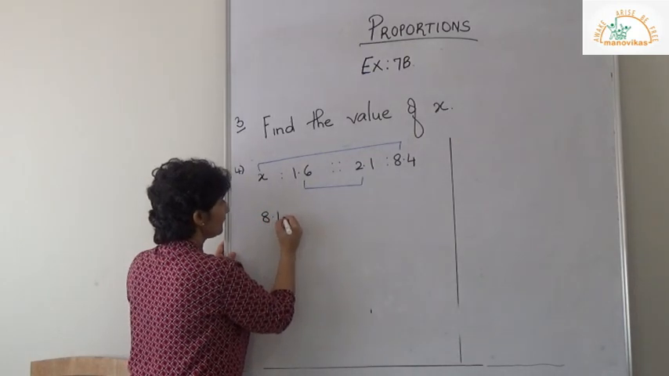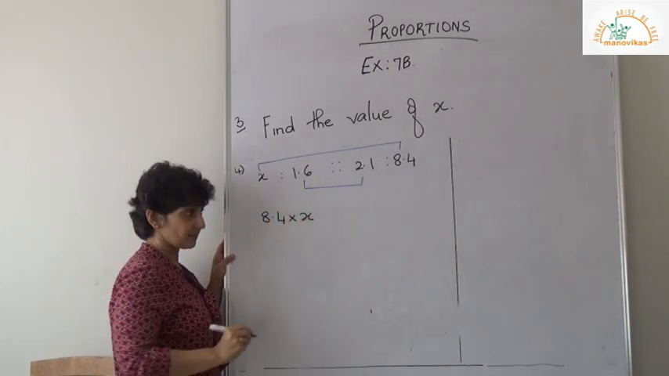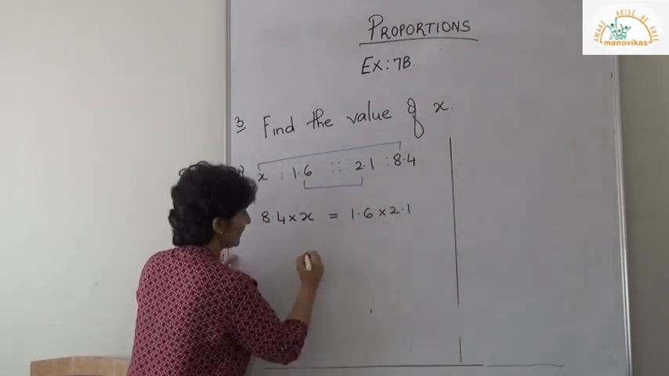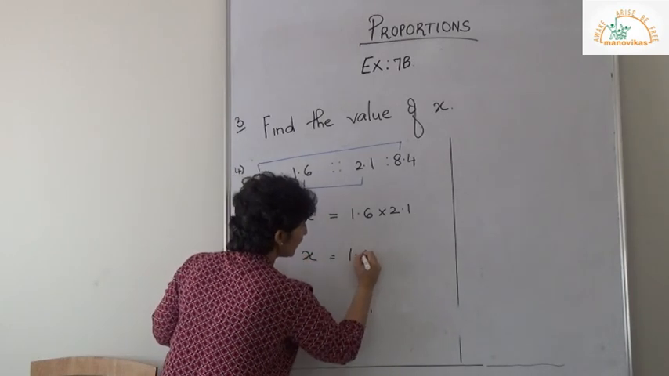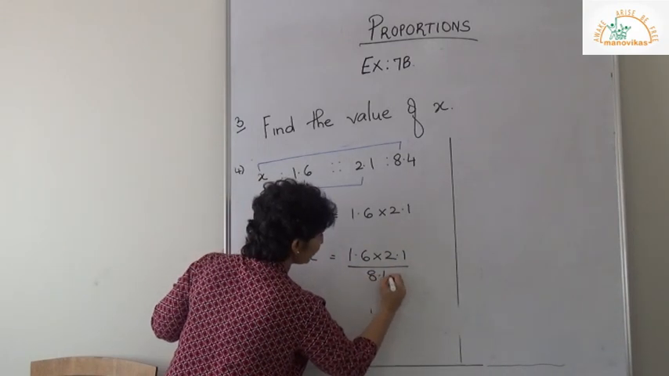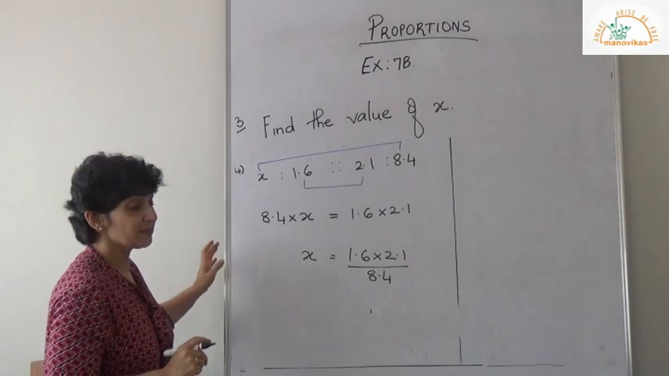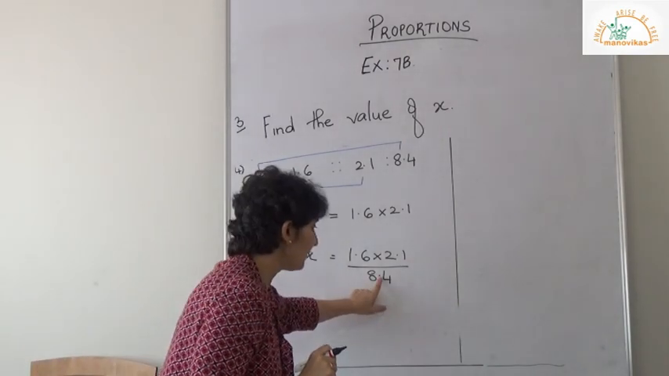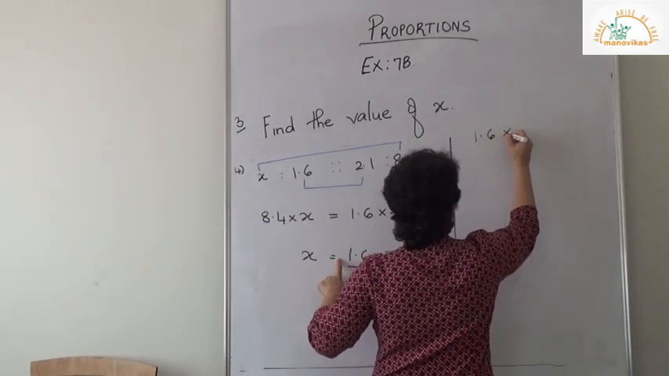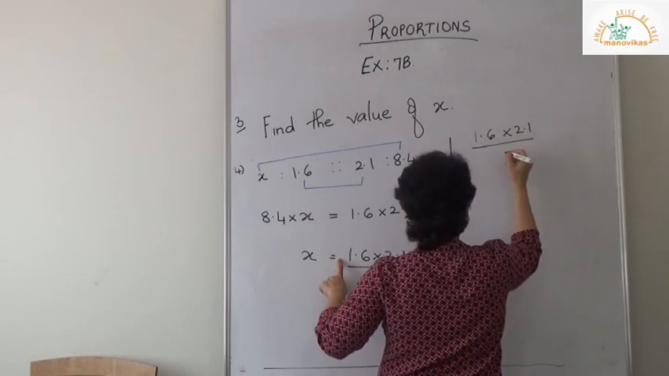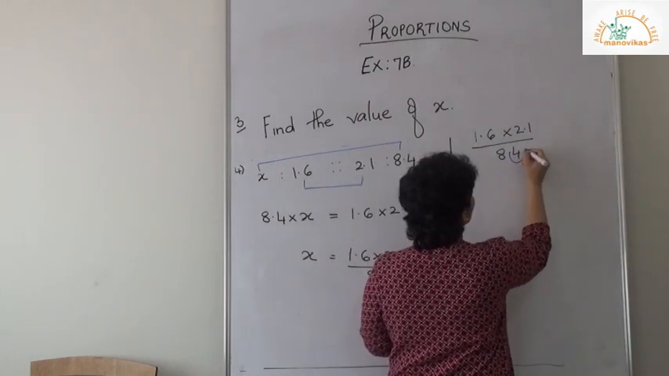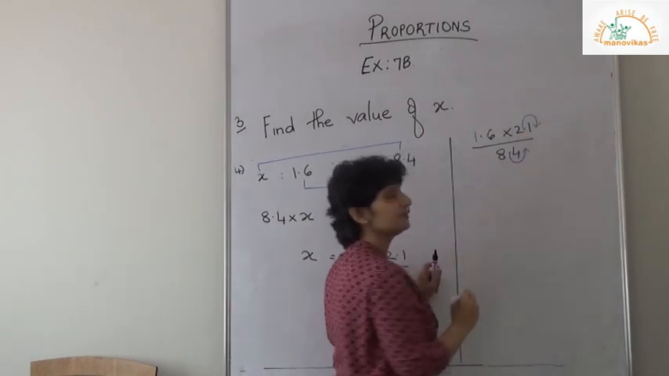So it is 8.4 into x, alright, which is equal to 1.6 into 2.1. So x is equal to 1.6 into 2.1 upon 8.4. Correct? Have you understood, children? Now, I do not want my decimal in the denominator. 1.6 into 2.1 upon 8.4. So, when I shift one place from here, I shift one place from here too.